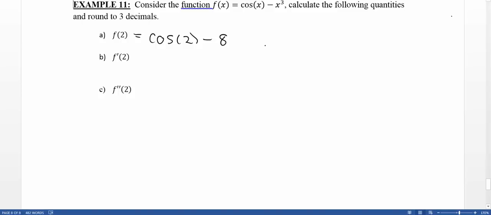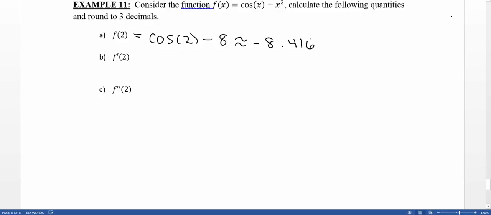If we were looking for an exact answer, that's how we would enter it. So if on your homework you're asked for an exact answer, enter it as cosine of 2 minus 8. However, in this problem, we want to round to 3 decimals. So we're going to plug this into our calculator, making sure it's in radians, and we're going to get negative 8.416.